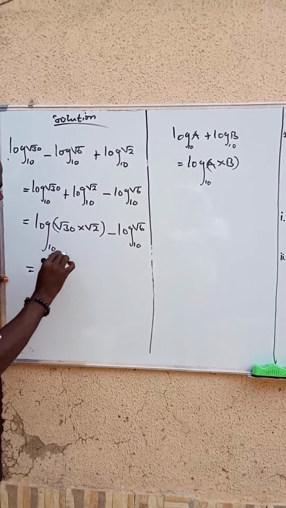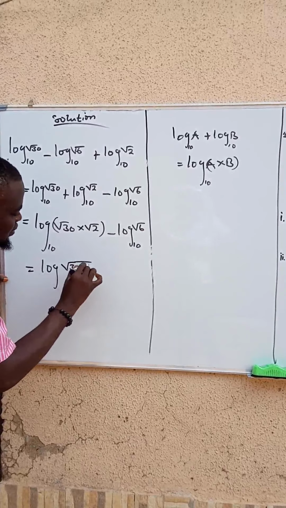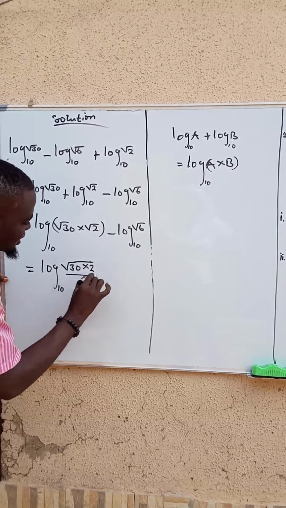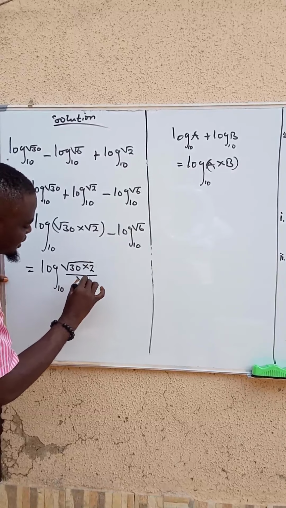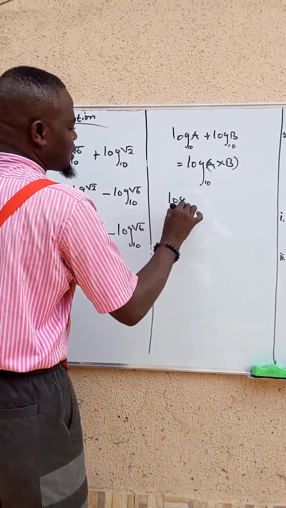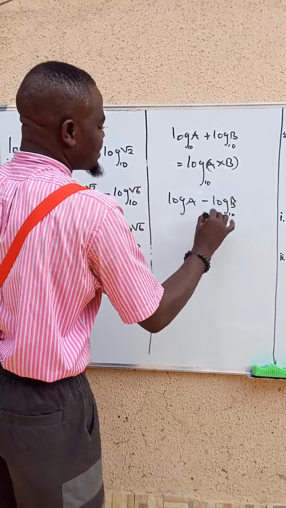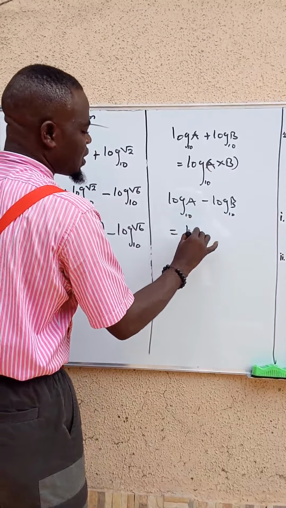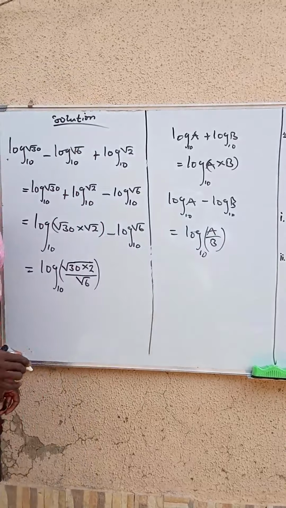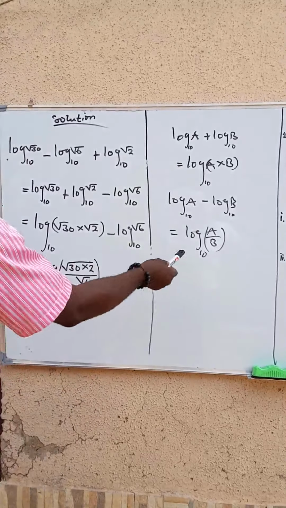Log root 30 multiplied by 2 base 10 over root 6. Yes, because log A minus log B having the same base is the same thing as what? Log A over B base 10. Yes, so it's still the same thing. There's nothing wrong here. I'm following the rule.